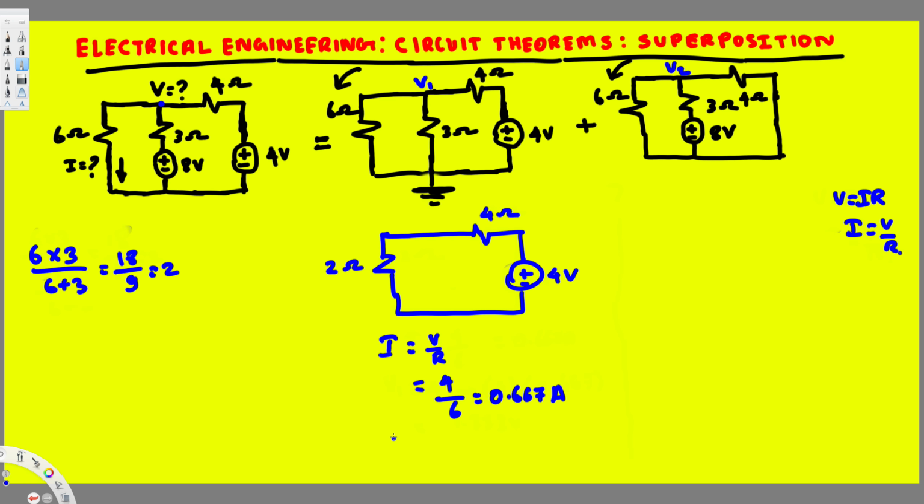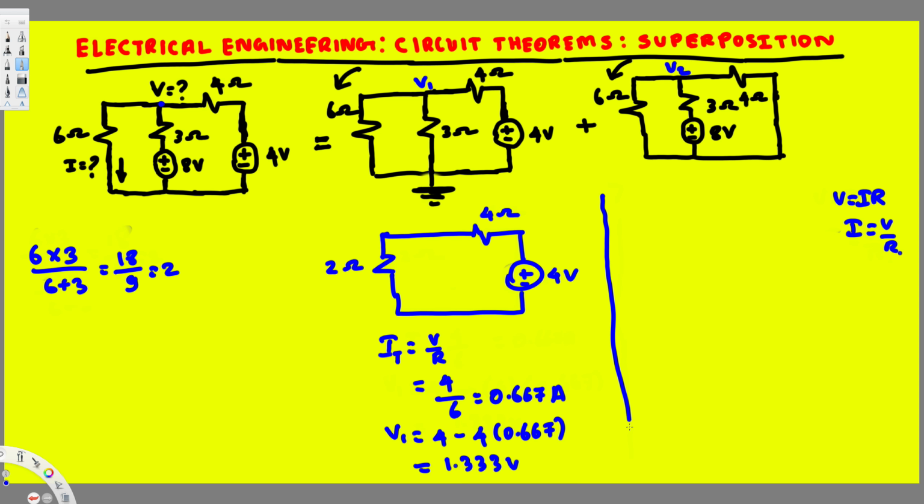After we have the current, we can find V1, this voltage. This can be calculated by subtracting the voltage drop from this 4 volt source. So 4 minus the voltage drop, which is 4 times the current through this. We found that the current through this one is 0.667, so this is going to be 4 times 0.667, and if you calculate this, that's going to give you 1.333 volts. So this is our first one, we found the current and voltage for it.